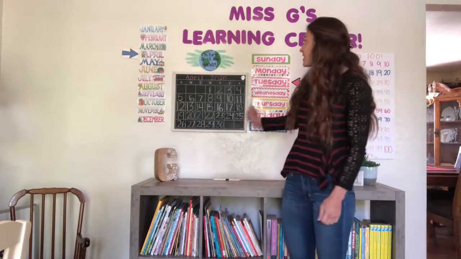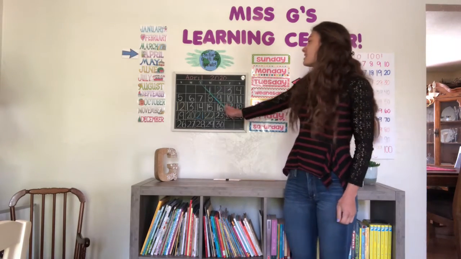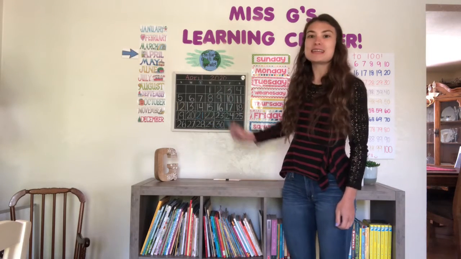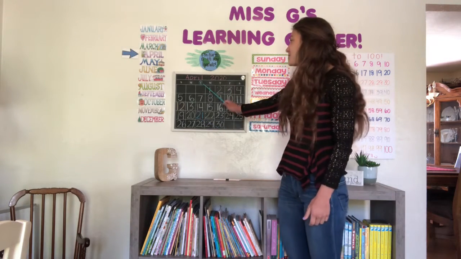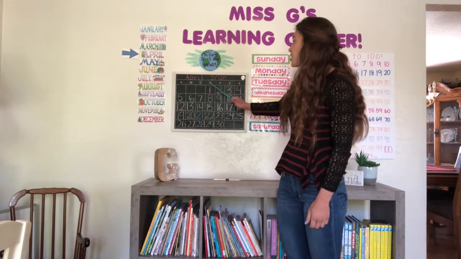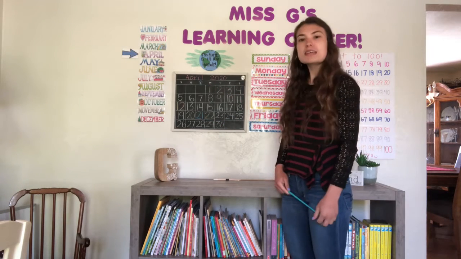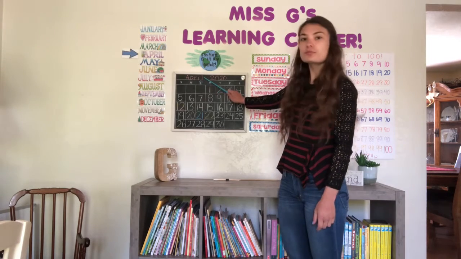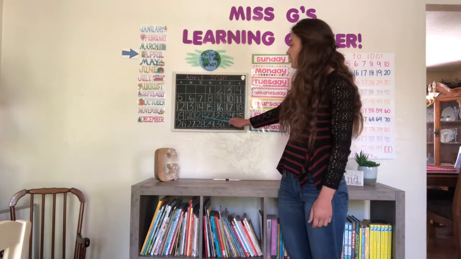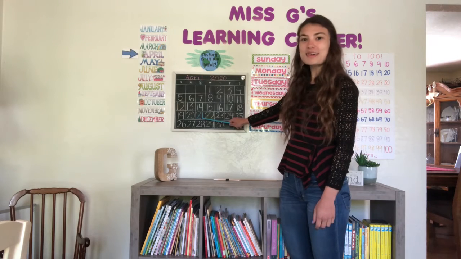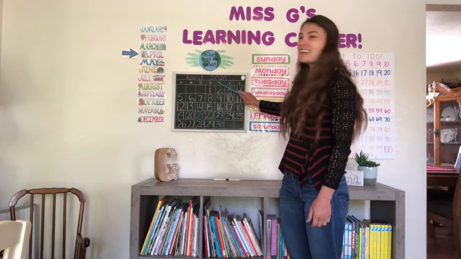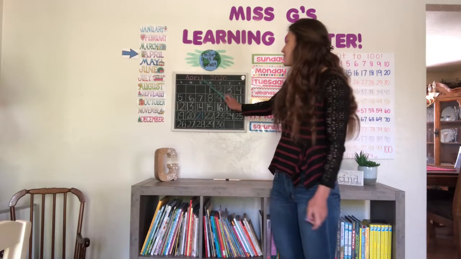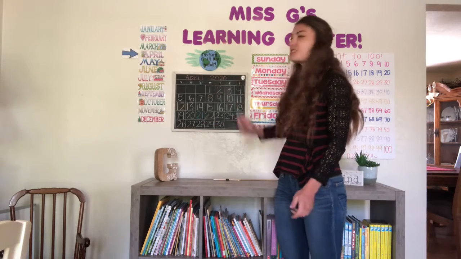So we see that today is Tuesday. Today is Tuesday, April 21st, 2020. Say it with me. Today is Tuesday, April 21st, 2020. What day is today? Today is Tuesday. What month? April. What number? 21st. What year? 2020. Very good, guys. It's Tuesday, April 21st, 2020.